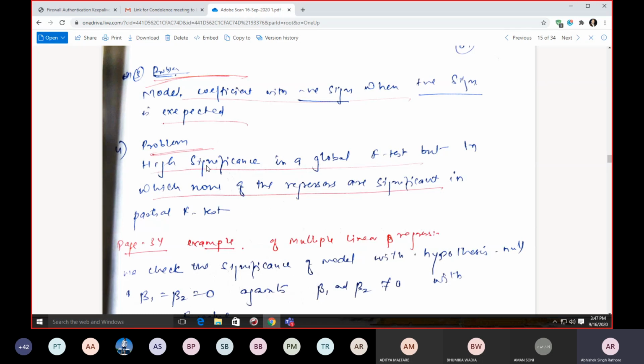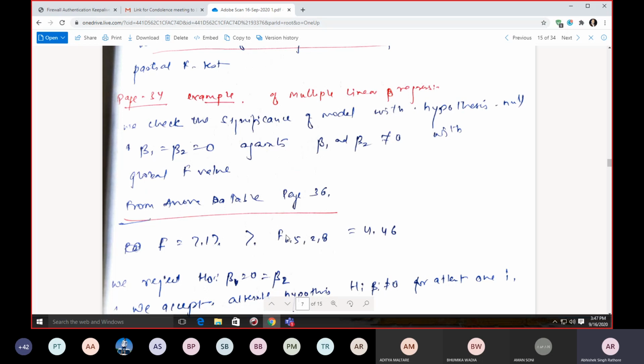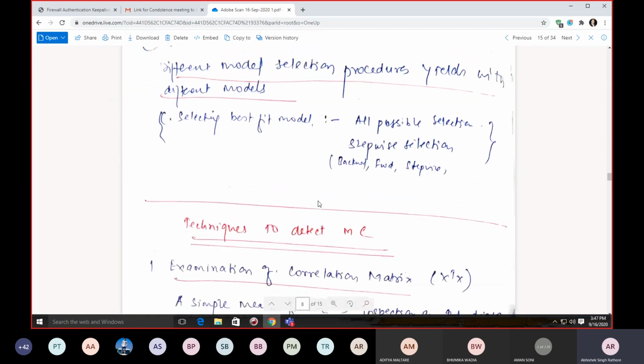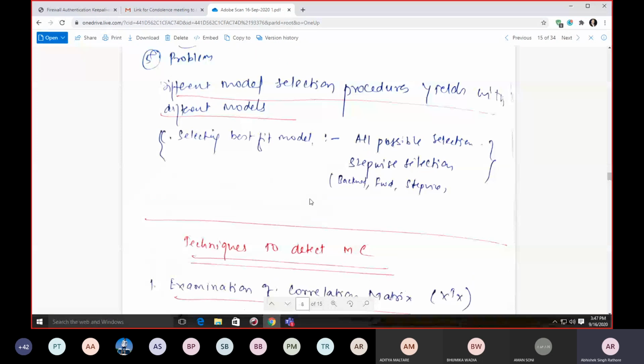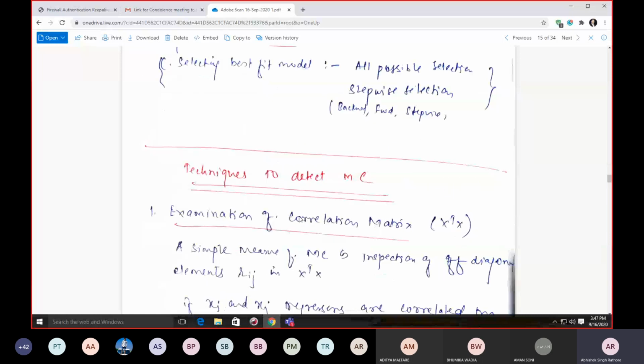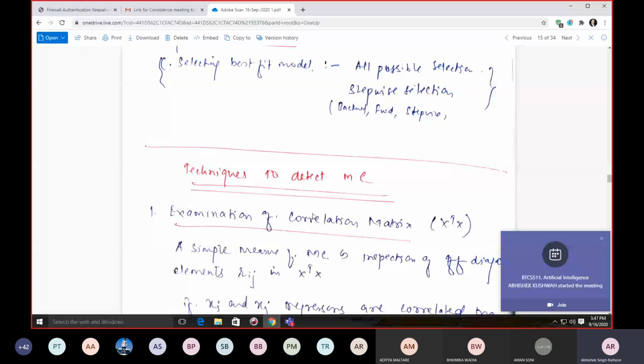So let's say we have already checked this example, so I'm not going over these values again. I'm just moving to a different topic: how to detect it. We have different techniques available to detect multicollinearity. So we have 4 types of problems that are caused by multicollinearity. Now, how do we detect multicollinearity if it exists in your data?